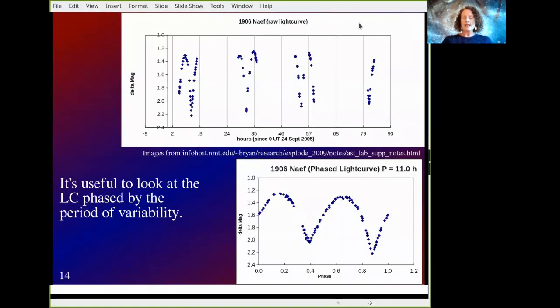And now on the x-axis, we don't really have time, we have what we call phase. And phase goes from 0 to 1, and you can think about that as the percentage of the way the asteroid is through its rotation period, or the periodic variable star is through its period. So if the phase is 0.1, then it's 10% of the way through its period from the starting point. If it's 0.5, then it's 50% of the way through, and so on. And the phase is just an arbitrary starting point.